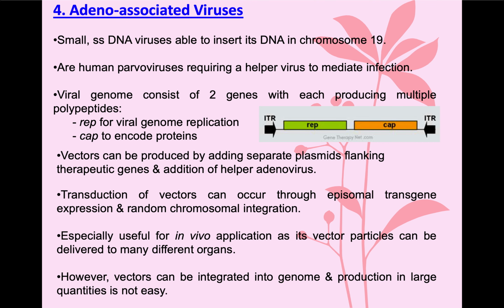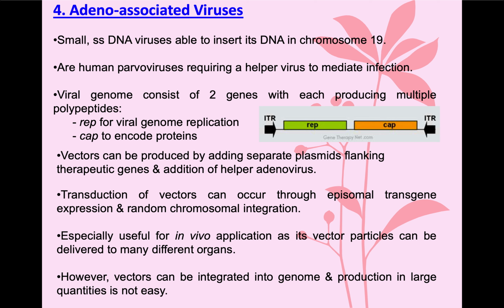So the fourth virus, the vector, is adeno-associated viruses. From the name, you can guess: for retrovirus, we have a subclass. For adenovirus, we also have a subclass in terms of adeno-associated viruses.